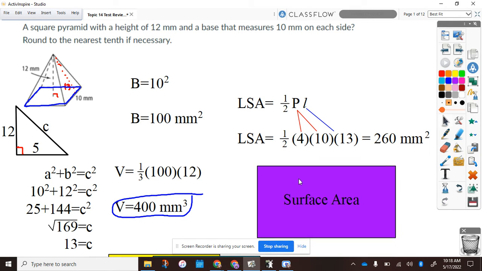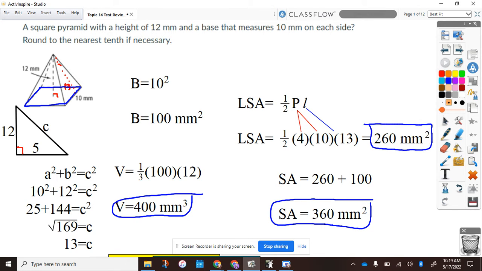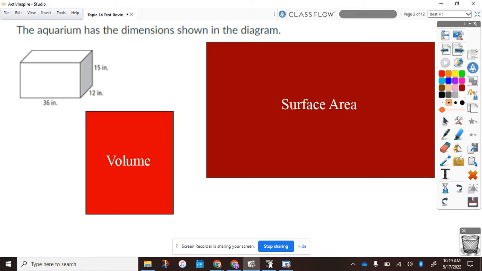You've also got to remember that your total surface area, according to the back wall, is that lateral area that we just found, 260, plus the area of the base. So it's lateral plus our capital B that we already found. So it'll be 260 plus 100, and your total surface area is 360. There's the lateral. All right, so there you got question number 1. Go on to our next one.